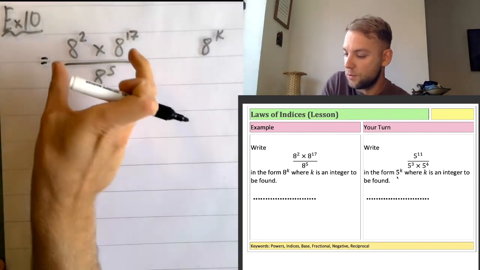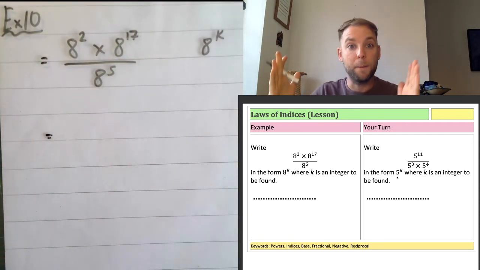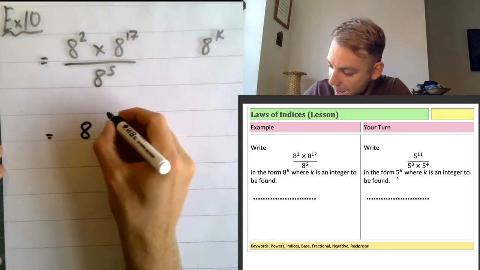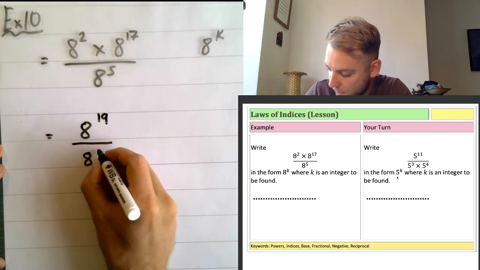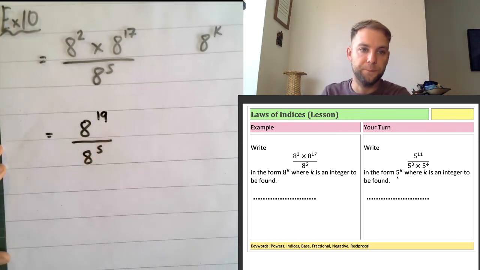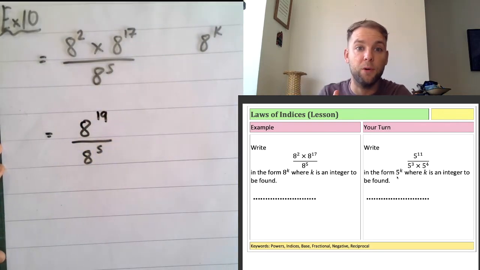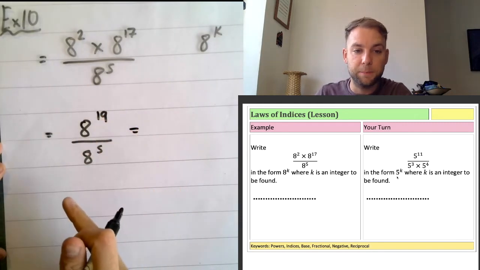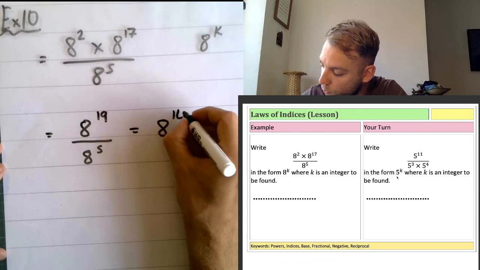So the first thing to do, 8 to the power of 2 times by 8 to the power of 17. When I'm multiplying powers, I add. So this is going to be 8 to the power of 19, still divided by 8 to the power of 5. Brilliant. And remember, when I'm dividing powers, I'm subtracting. So 8 to the power of 19 divided by 8 to the power of 5. 19 take away 5 is 8 to the power of 14.